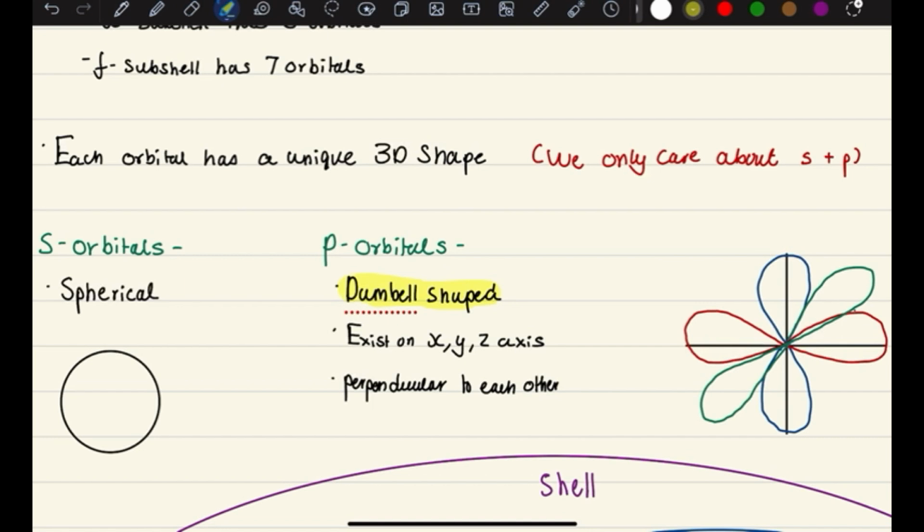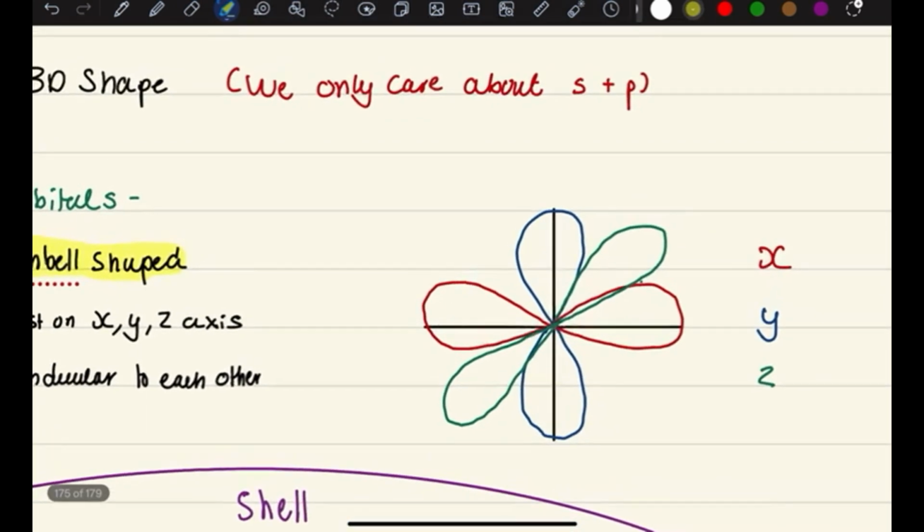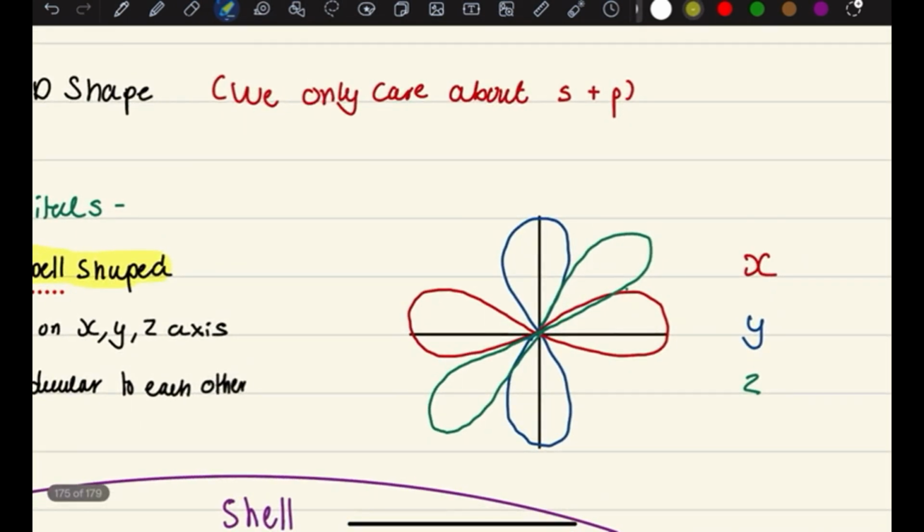They are perpendicular to each other. So you can see here in this diagram, we've got a bunch of 3D dumbbell-shaped orbitals on different axes. The red is on the X-axis, the blue is on the Y-axis, the green is on the Z-axis.